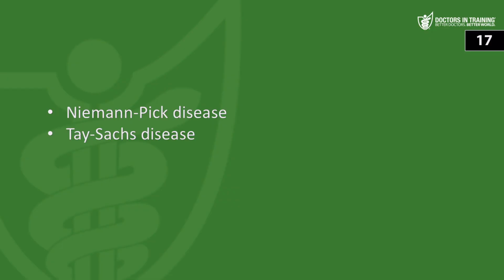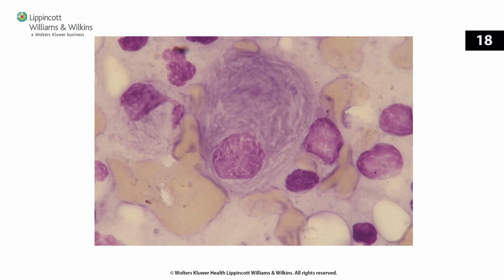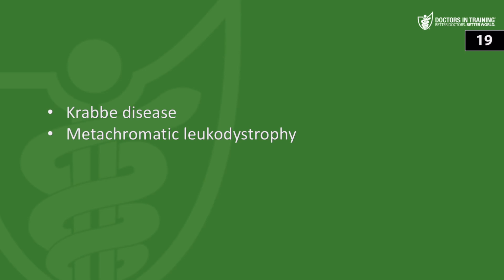Next, what two diseases can present with a cherry red spot on the macula? Remember, it was Niemann-Pick and it was Tay-Sachs. Next, which lysosomal storage disease has prominent blue cytoplasmic fibrils that resemble crumpled tissue paper? Remember, that was Gaucher disease. Next, which two lysosomal storage diseases have myelin sheath pathology leading to peripheral neuropathy? Remember, that's Krabbe and also metachromatic leukodystrophy.